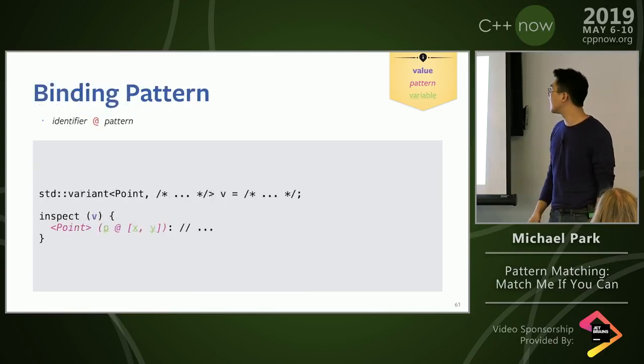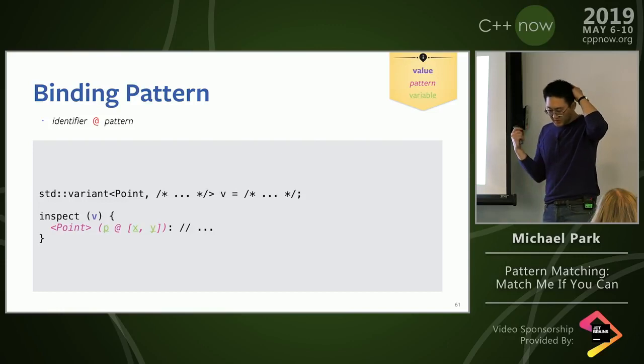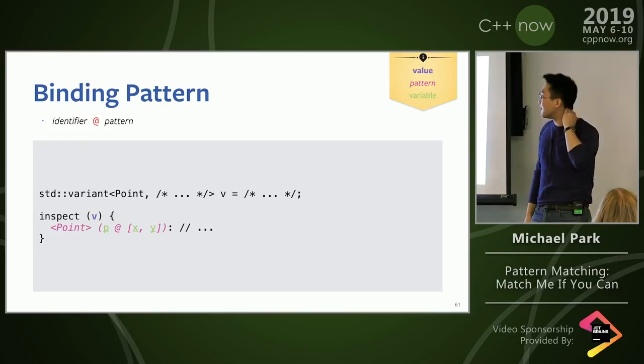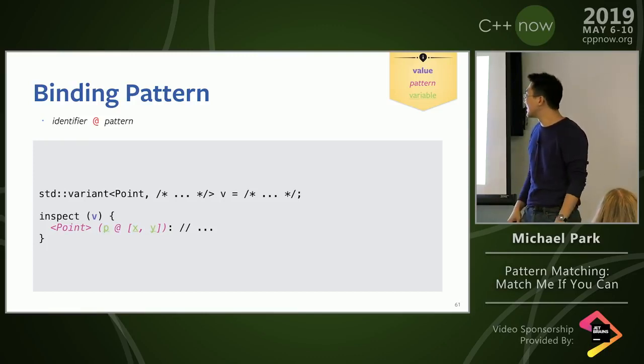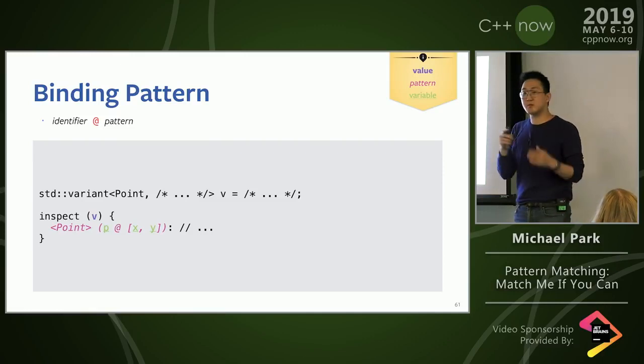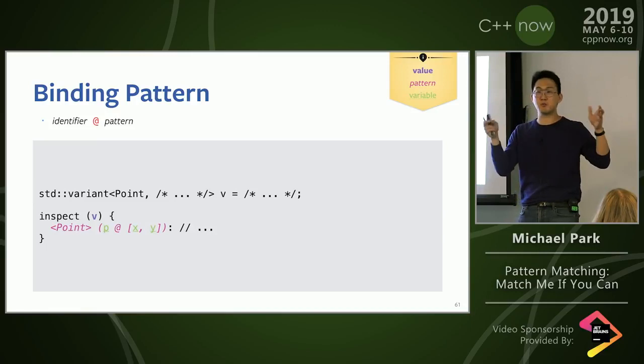Right. Good. All right. So, binding pattern. Some of these are convenience patterns. In this case, we're saying identifier at pattern. The at is red because I don't think we'll get at, because it's outside of the current character set, so we'll have to fix something else. But the idea here is that sometimes you want to match on something, but you still want the whole or the part that you were matching on.